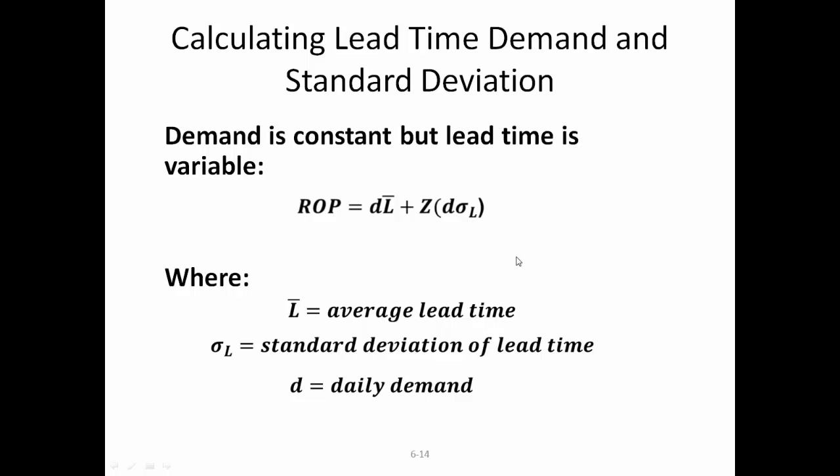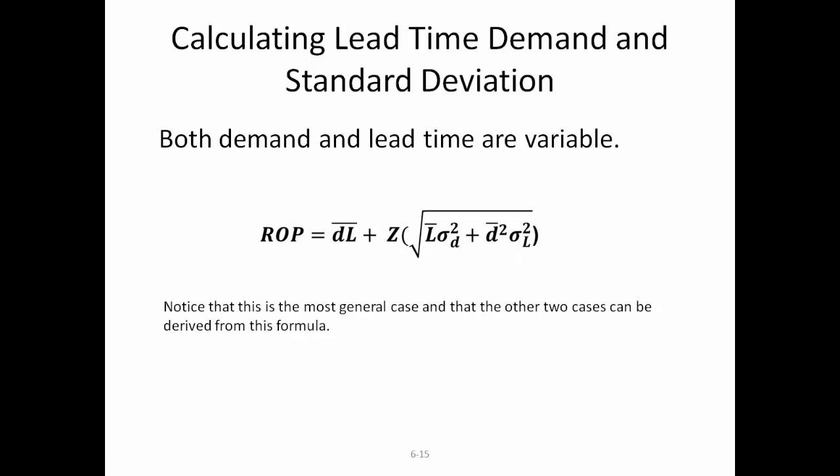Okay, now the last case. What if both lead time and demand are variable? So now we take our average demand and our average lead time. Our z stays the same. Give me a z. We take it to the table and find the z value. And now we have, not our standard deviation, but our variance associated with the demand times our average lead time. And we have our average demand squared times the variance of our lead time.